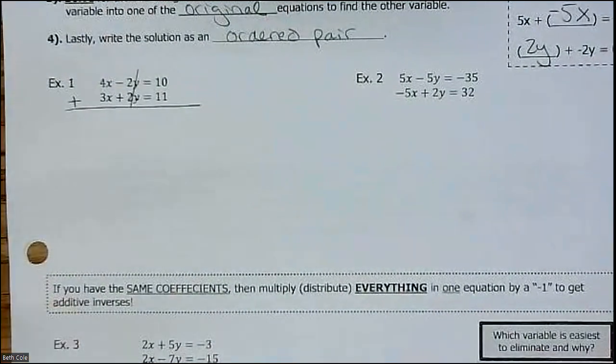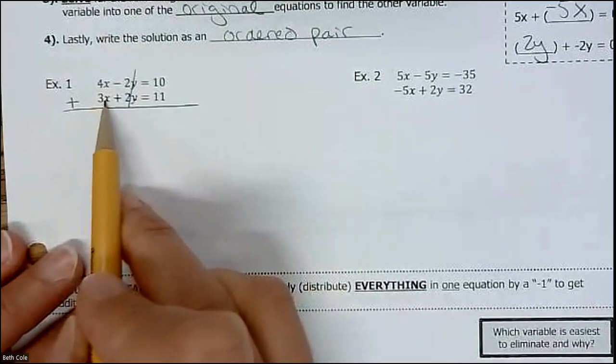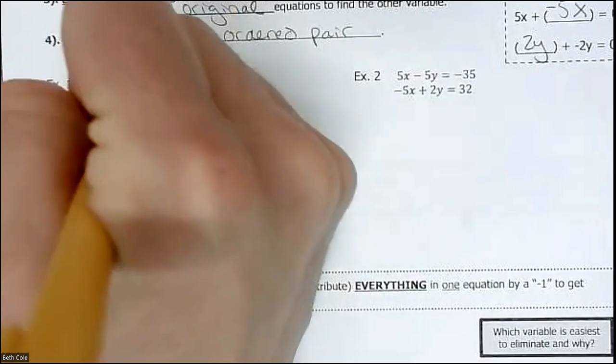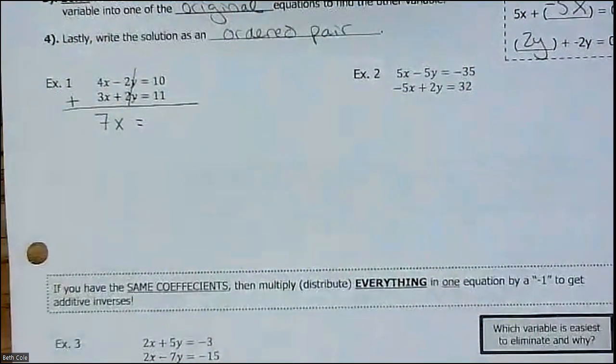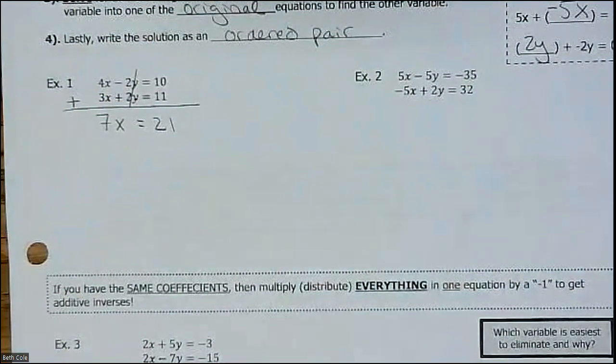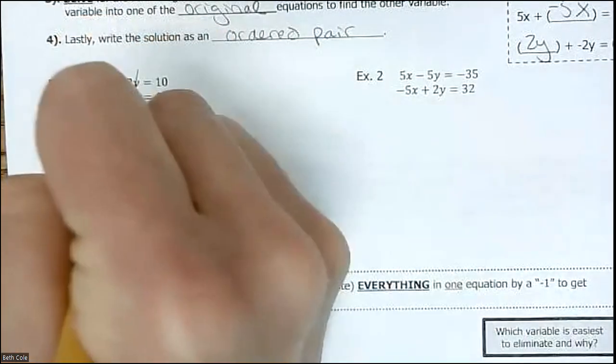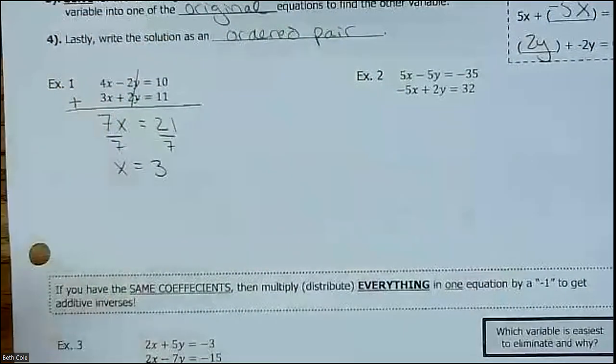That's why I like this method better. I think it's a little easier. That's always a personal preference thing. But when you add these together, 4x plus 3x will give you 7x. The y's are gone, so it just equals 21. And then what would you do to keep solving that for x? Divide by 7. You get x equals 3. Good job. So you found x, you still need y.